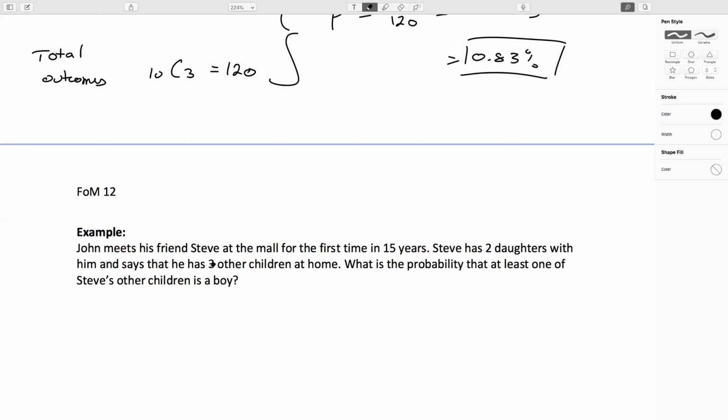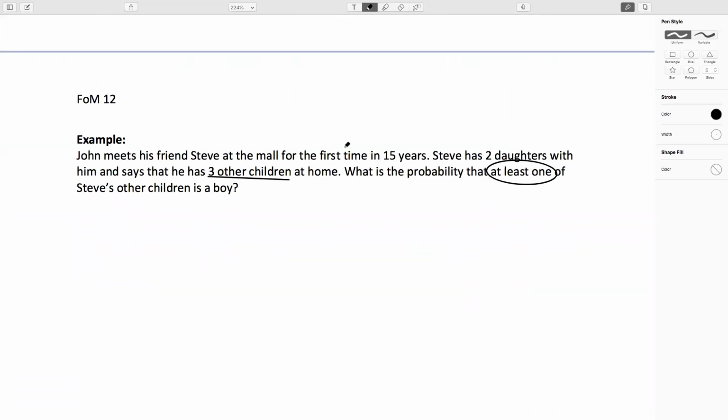And the fact that he has 3 other children is important. What is the probability that at least one, this is the key right here, at least one of Steve's other children is a boy? If it said 1, then we would be calculating the number of ways for 1 to be a boy. But since it says at least 1, we have to include the possibilities that we have 1 boy, 2 boys, and 3 boys, because each of those could satisfy at least 1. We're going to have to add all of these outcomes together.